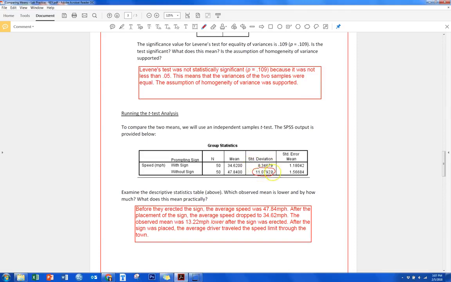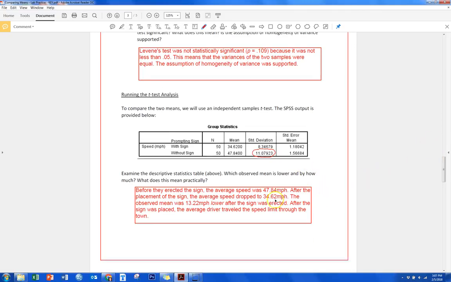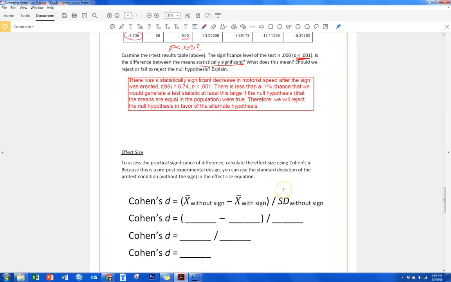So this is what the variance looked like before, without the sign, and we're going to see how big this difference is from 47 to 34 in light of that standard deviation. So it's 11.079. We'll round to 11.08. So the standard deviation without the sign is 11.08.